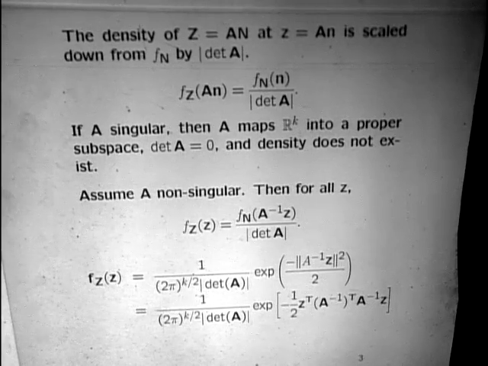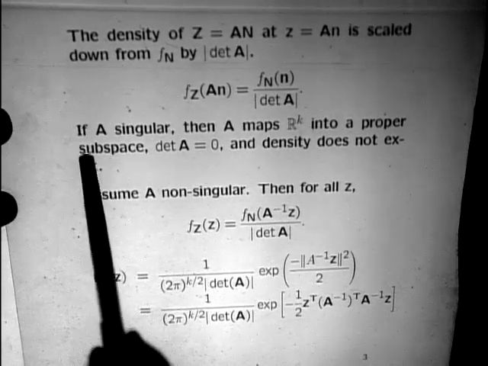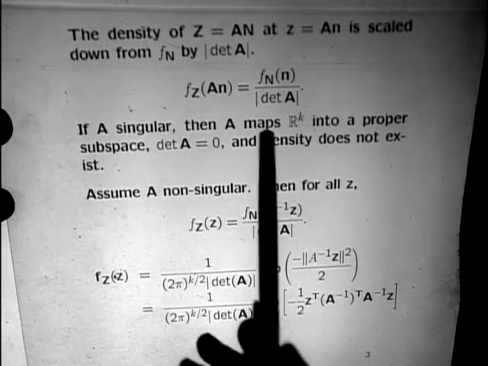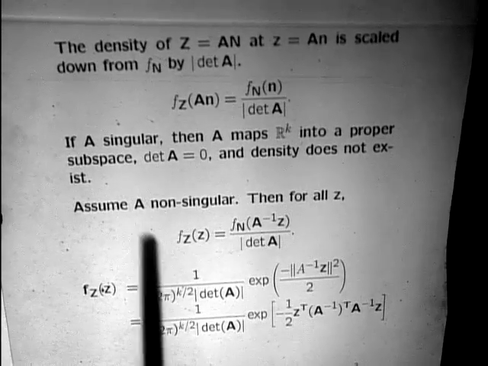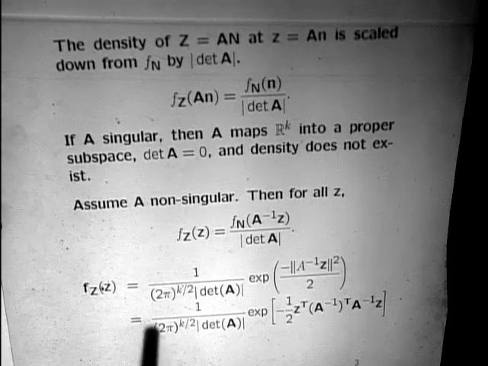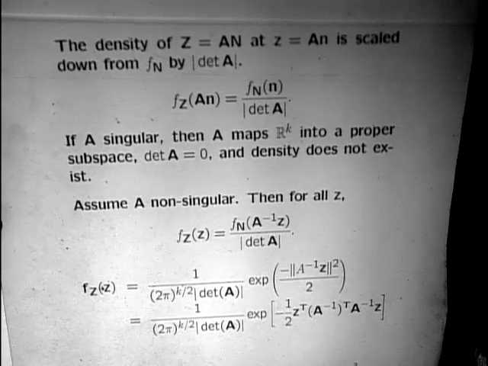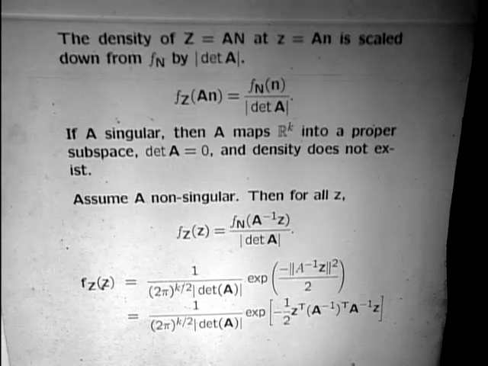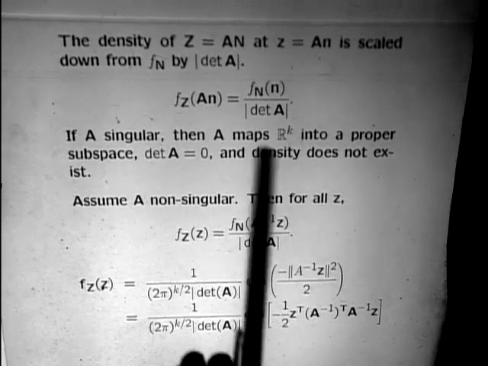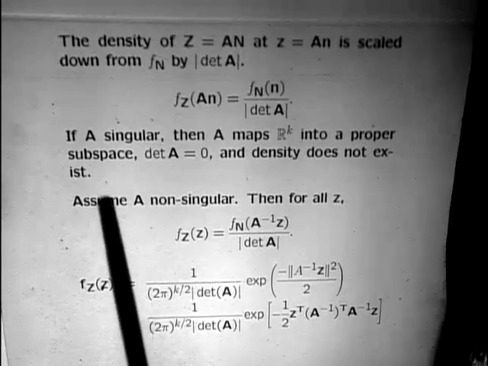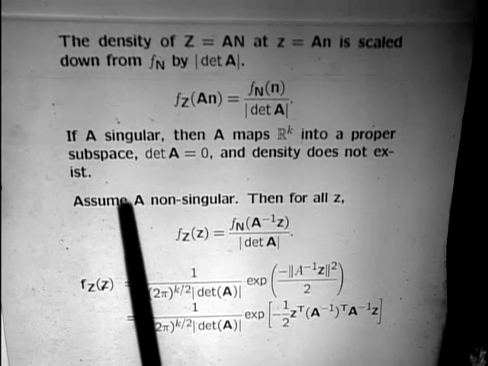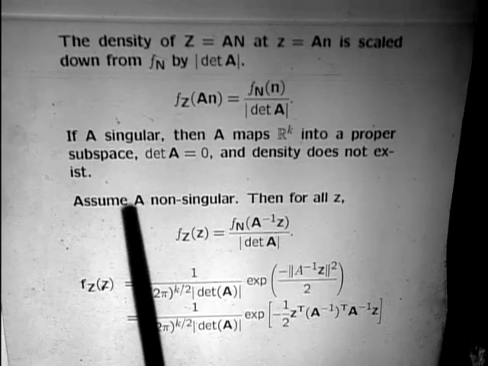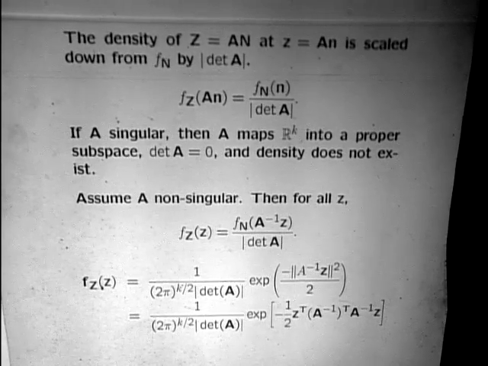Or do you say what's going on and treat it in some sensible way? I mean, the thing that's happening here, and this talks about it a little bit. If A is singular, then A is going to map R^K into a proper subspace. The determinant of A is going to be equal to 0. The density doesn't exist. So what do you do about it? I mean, what does this mean if you're mapping into a smaller subspace? And what does it mean in terms of this diagram here?